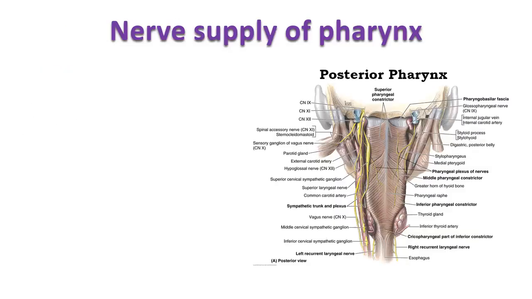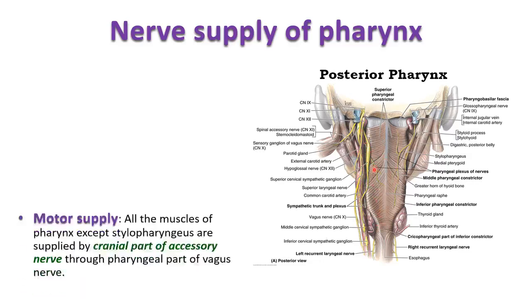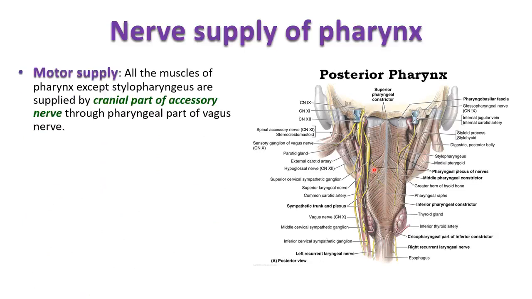Okay, now coming to the nerve supply of the pharynx. All the muscles of the pharynx receive motor nerve supply through the pharyngeal plexus. So first I will enumerate the motor nerves. They are mainly supplied by the cranial part of the accessory nerve.